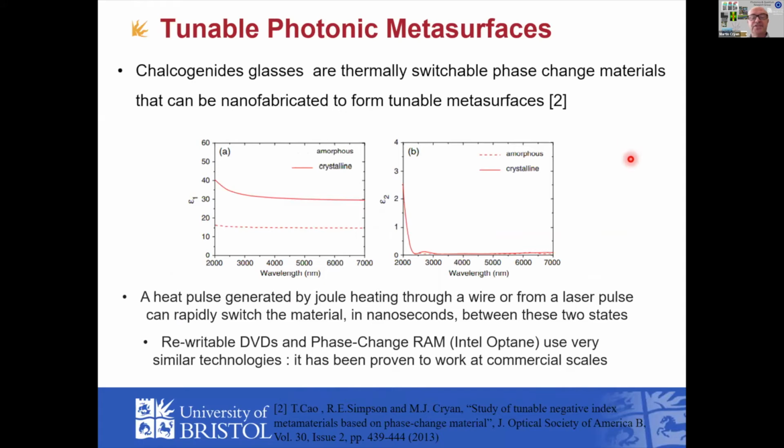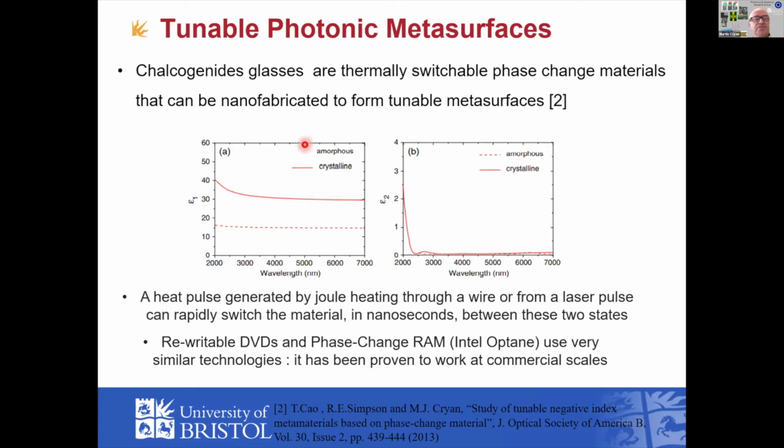Okay, yeah, so this is the tunable aspect of things. There are these wonderful materials called chalcogenide glasses, and they have this very unusual property that they're basically stable materials that have two possible phase states that you can switch between. There's a general class of materials called phase change materials. You know, all materials can change their phase. Water can freeze, it can evaporate, and these are essentially what are known as phase changes.